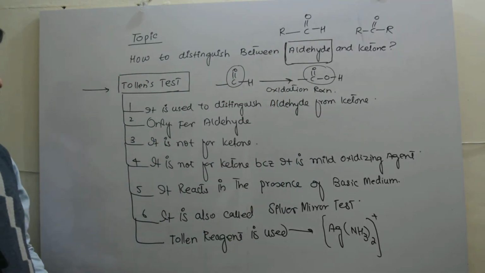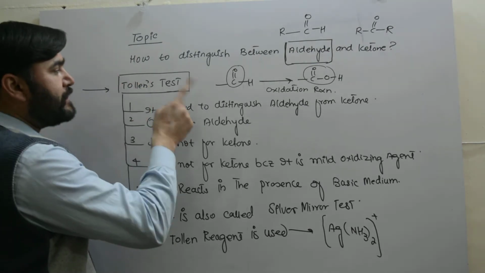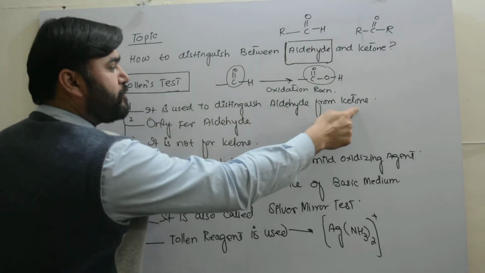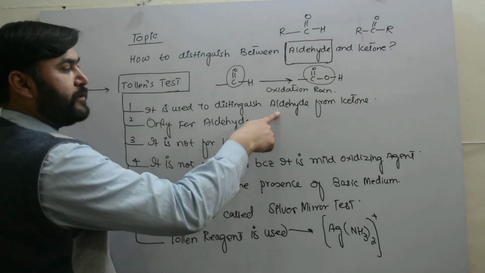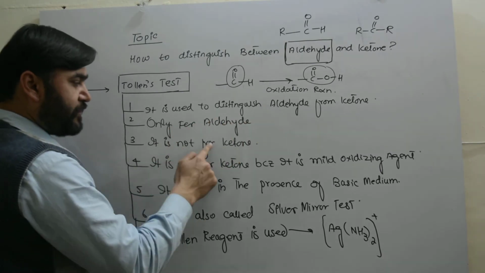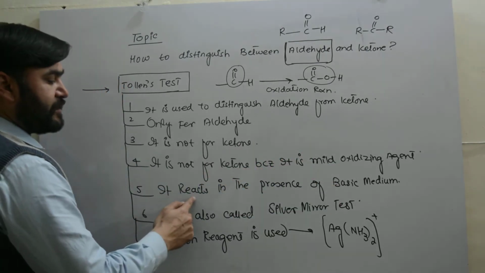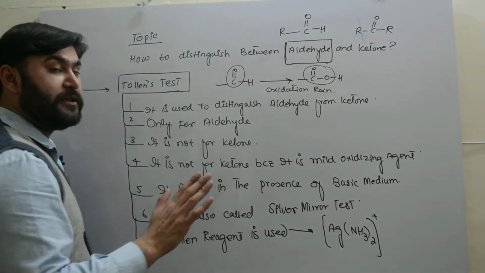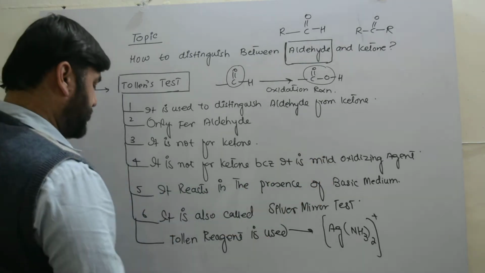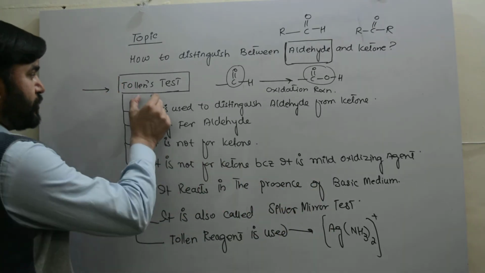So let's revise this test. Tollen's test is the test to distinguish between aldehyde and ketone. It only reacts with aldehyde, not with ketone, because it is a mild oxidizing agent. It reacts in the presence of a basic medium. All the naming reactions are always carried out in a basic medium, and this is very important. It is also called the silver mirror test. This is the second name of Tollen's test.